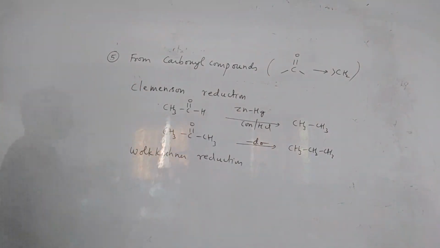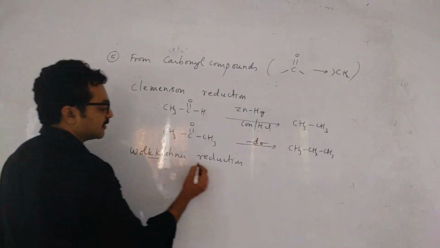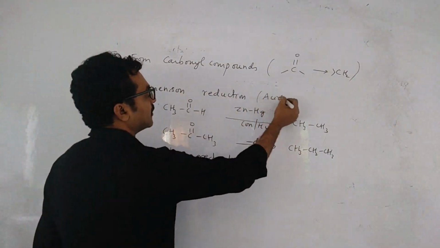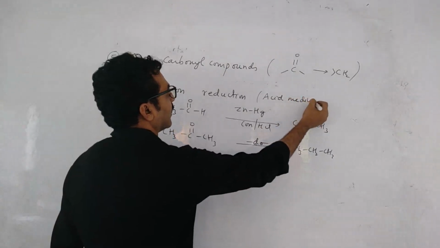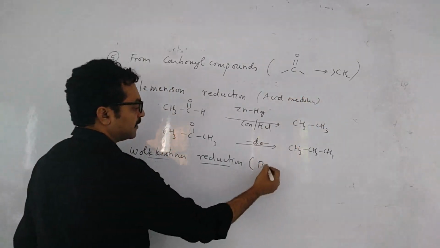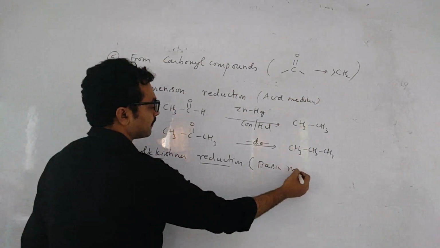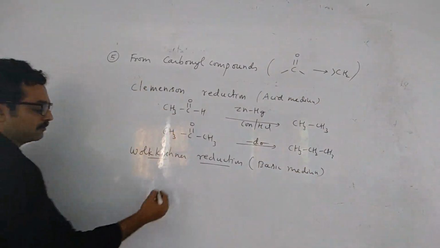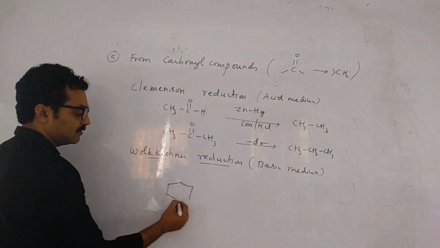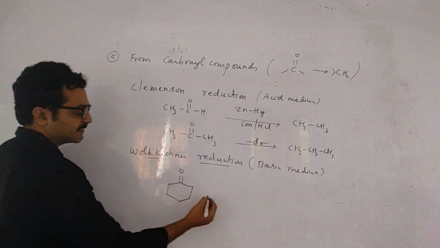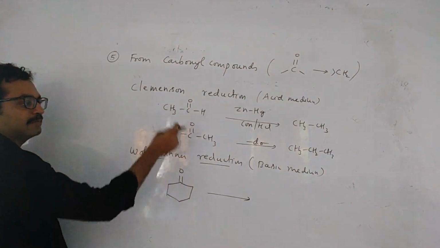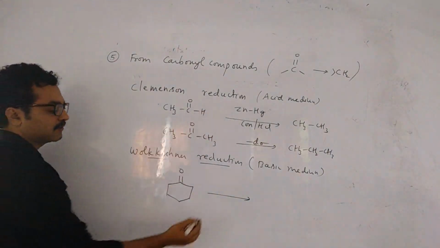Now Wolff-Kishner reduction means basic medium reduction. So this is acidic medium reduction, like this you remember, and Wolff-Kishner means basic medium reduction. This is also the same way, but I am just taking different examples. You can take the same things, you will get the same products.